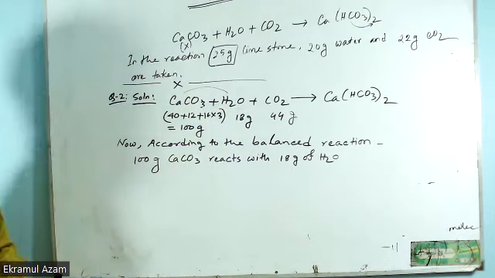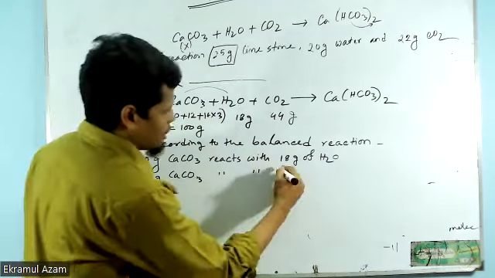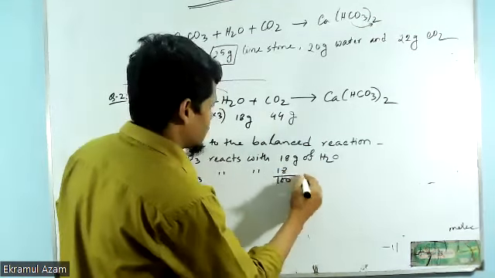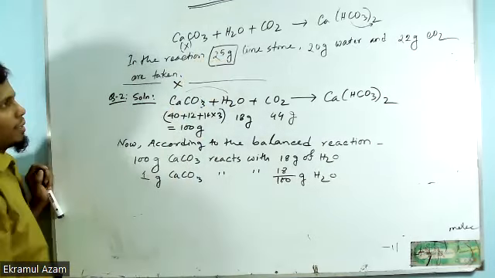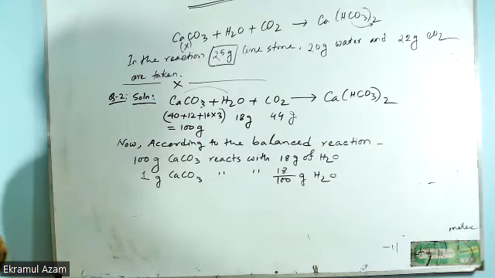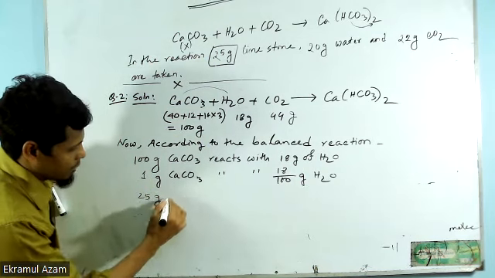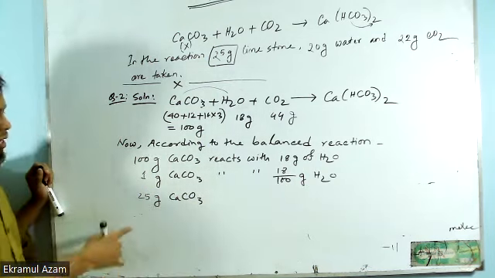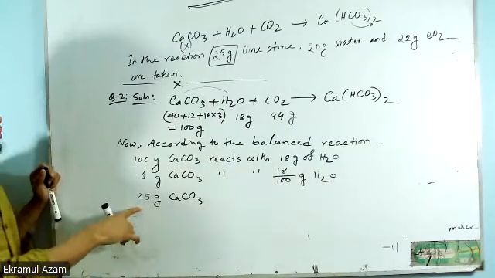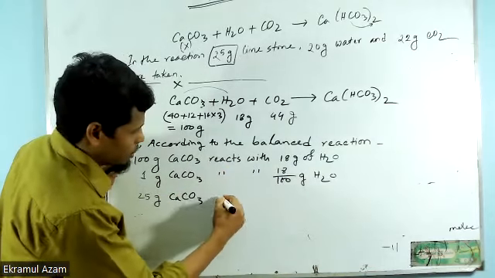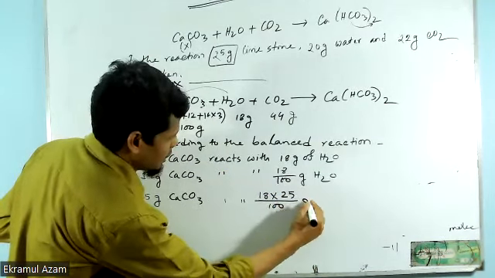Again, 1 gram calcium carbonate reacts with 18 divided by 100 gram water. Now, the given value is 25 gram according to the stem or your question. So we have to write here 25 gram calcium carbonate. At last you must write your given value after 1. So 25 gram calcium carbonate reacts with 18 into 25 divided by 100 gram water.